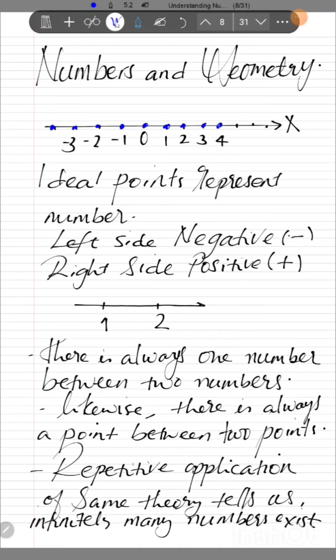So this one is just a single point representing a number. For our simplicity, we start from 0 here. From 0, we go to 1, 2, 3, 4.